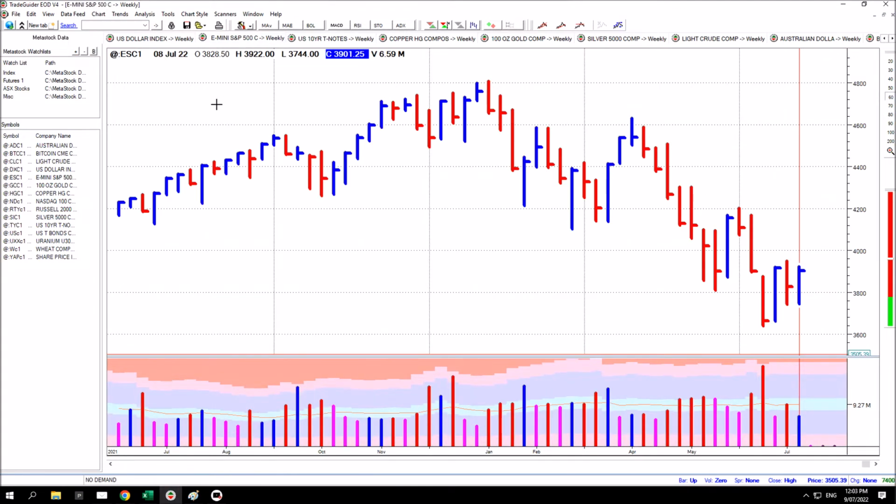The next chart is the E-mini S&P. This is the S&P 500 futures. Price traded as an inside bar this week, inside the range of the previous bar and inside the range of the previous two bars, really. So it was a consolidation bar. Volume was low, as you would expect it would be.